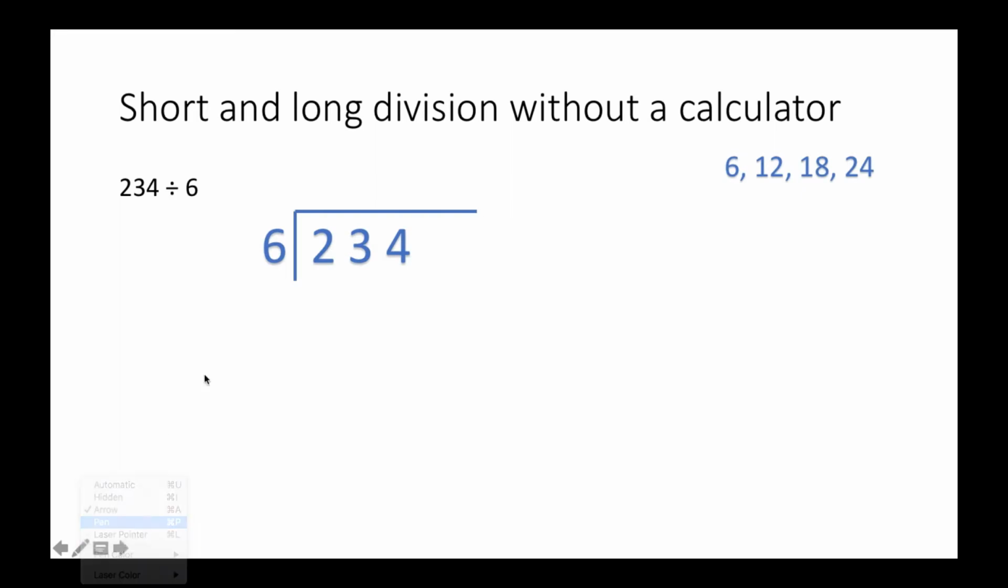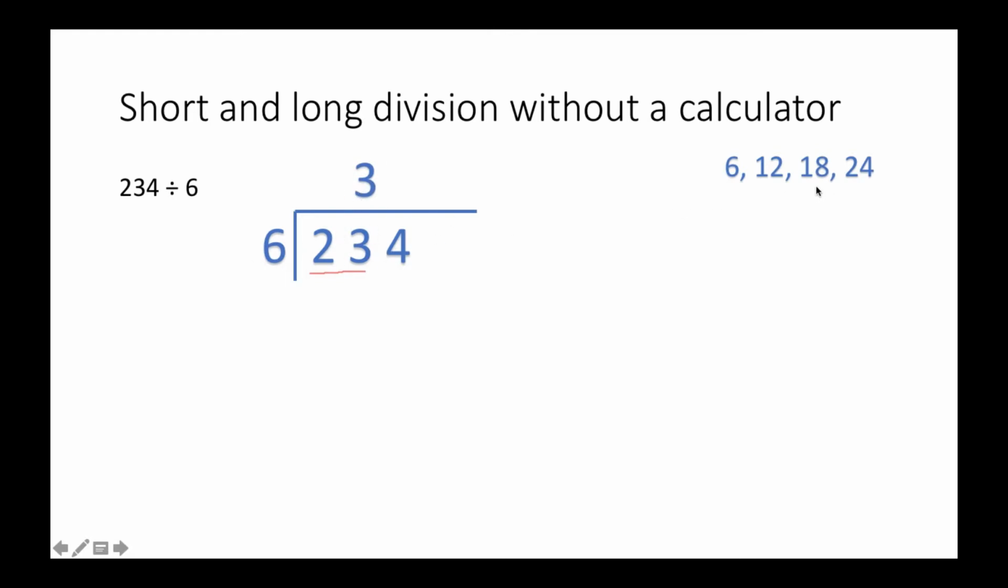So I'm going to start by using this entire number. How many 6s can I fit into 23? If I look here, I've got 6, 12, 18, and then 24. So 23 is not in the 6 times table. The number that I can get closest to is 18. I can't get to 24 because it's too big. So actually I can fit 1, 2, 3. So I can fit 3 6s into 23.